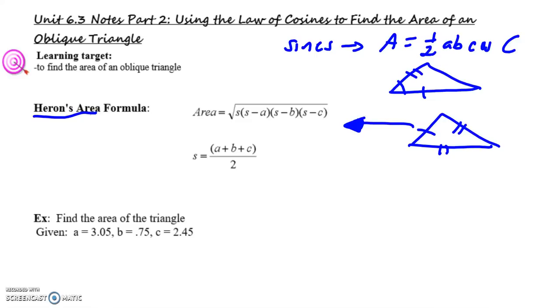Now, some of you in geometry might have learned Heron's formula, if you recognize this at all. This S stands for semi-perimeter. I don't know if that rings a bell to anybody, but you need these two formulas to help you find the area of an oblique triangle using cosines.